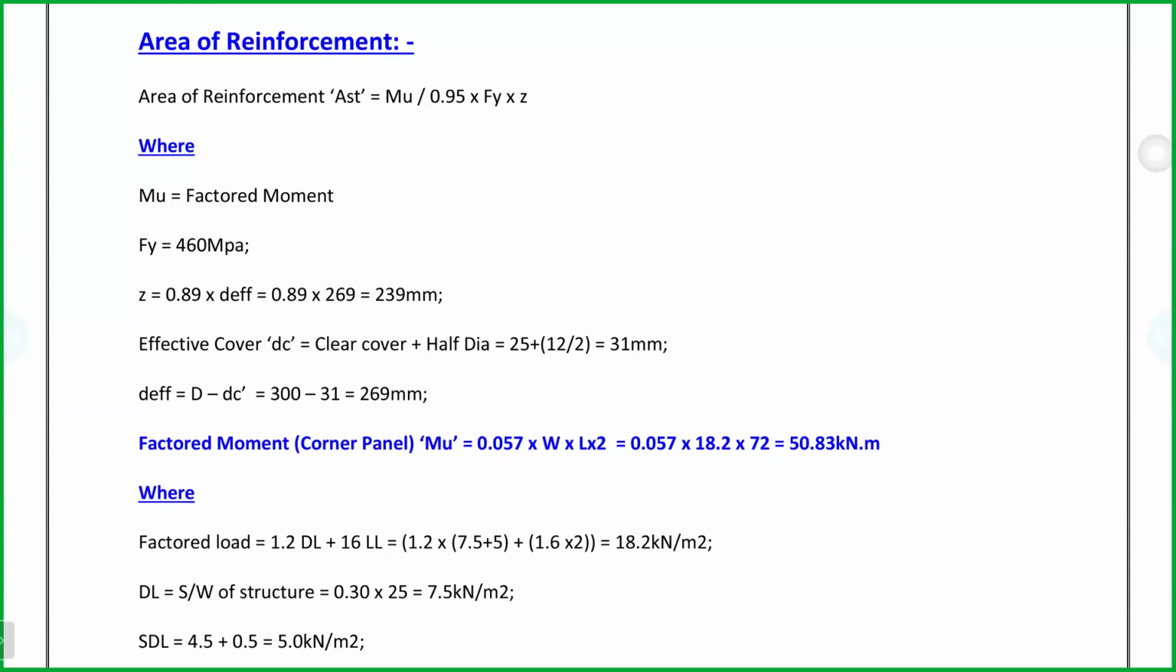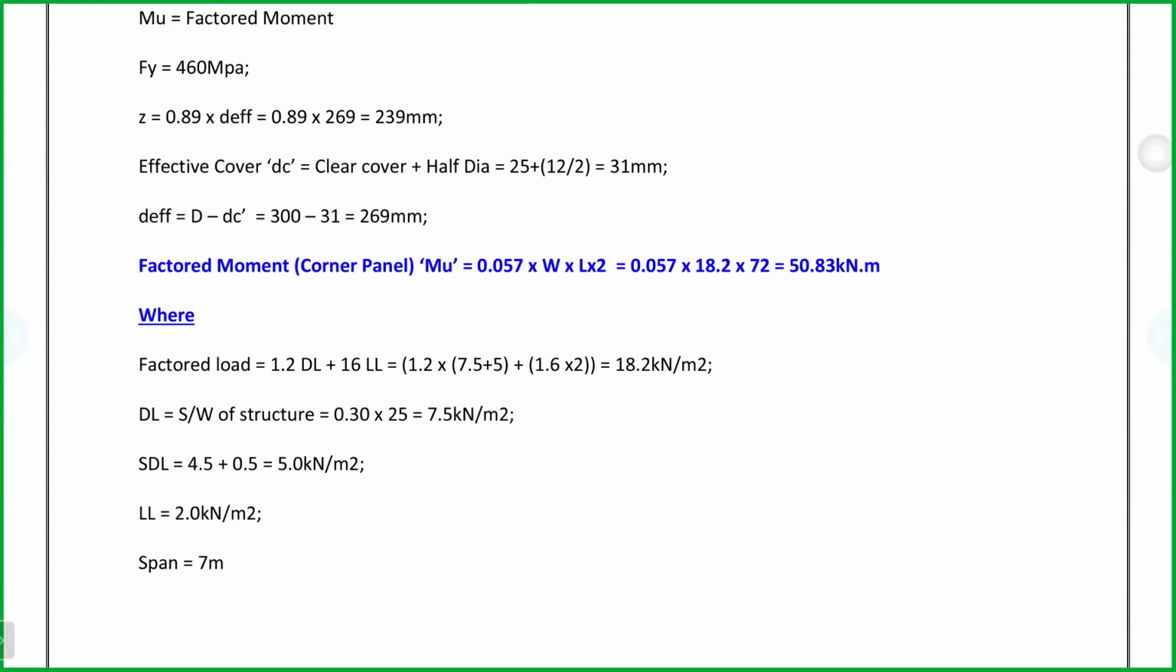Okay, so let me go further. The factored moment actually for the corner panel. Since it is an H panel, I'll give you a separate tabular column.